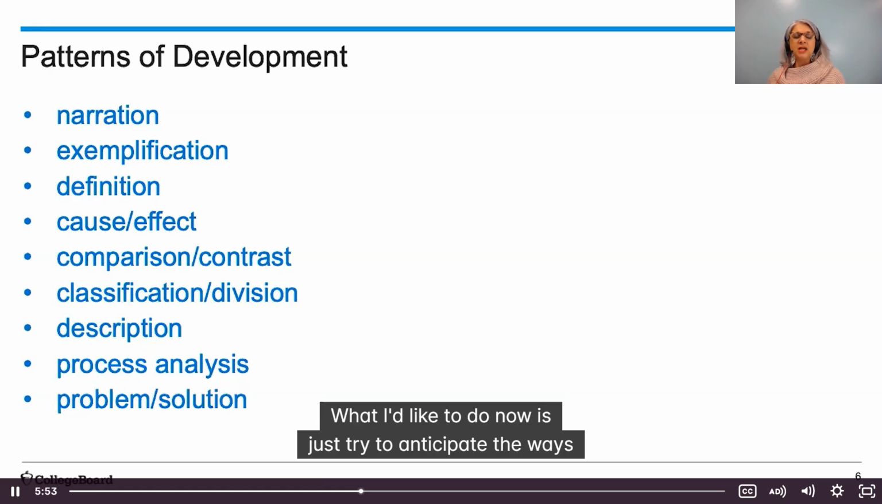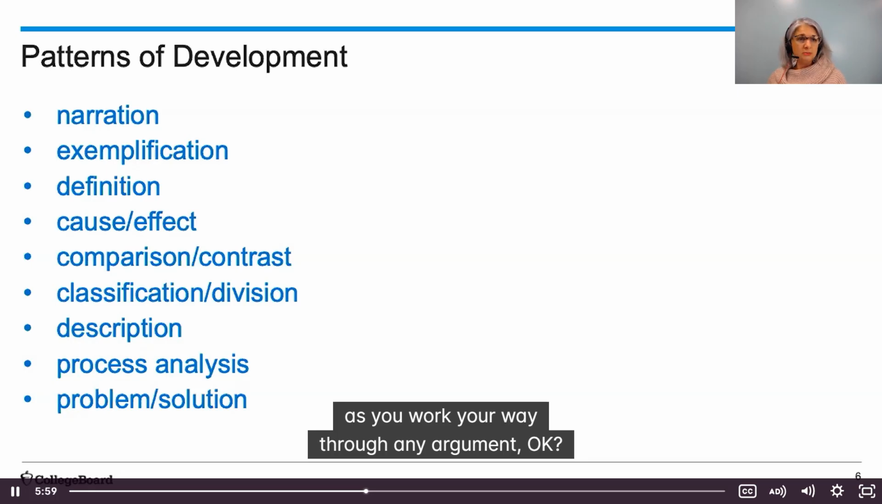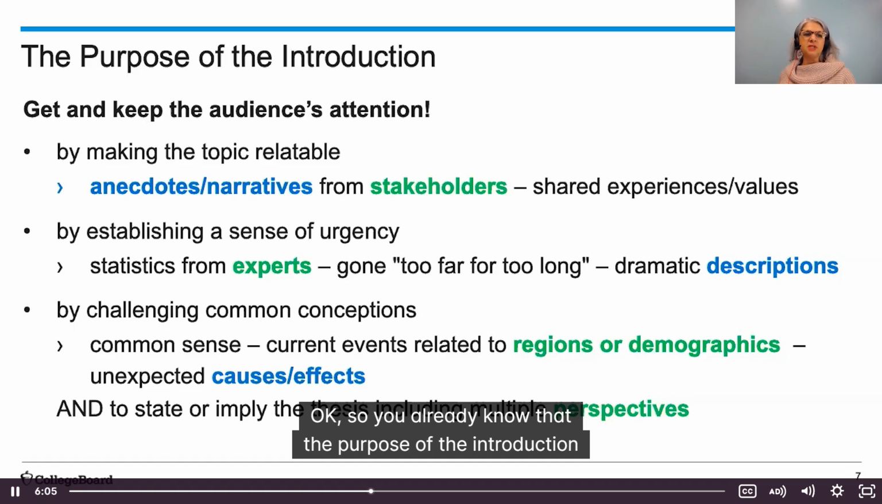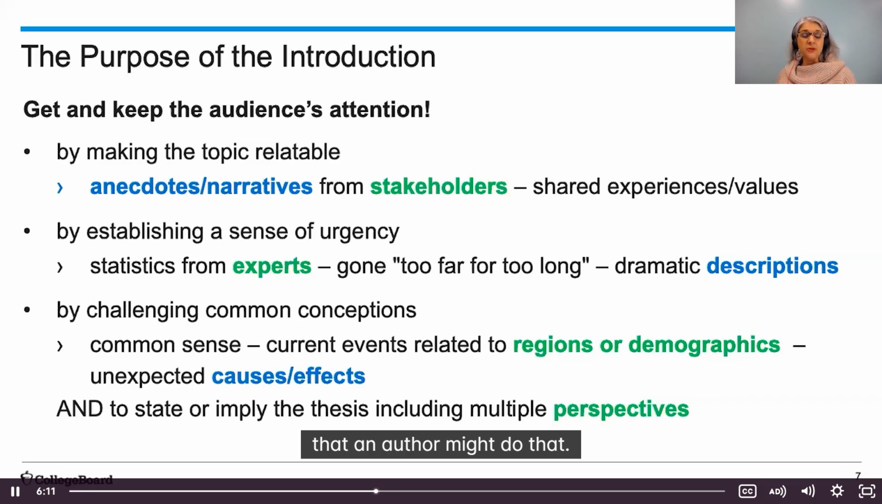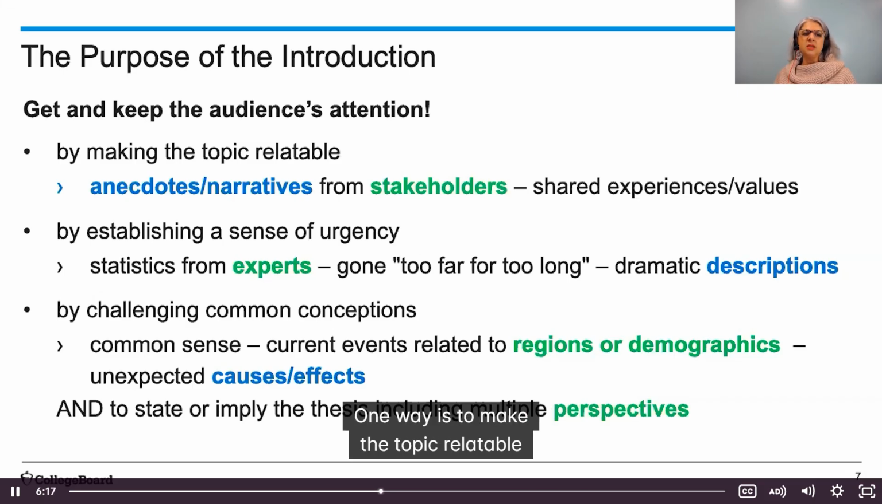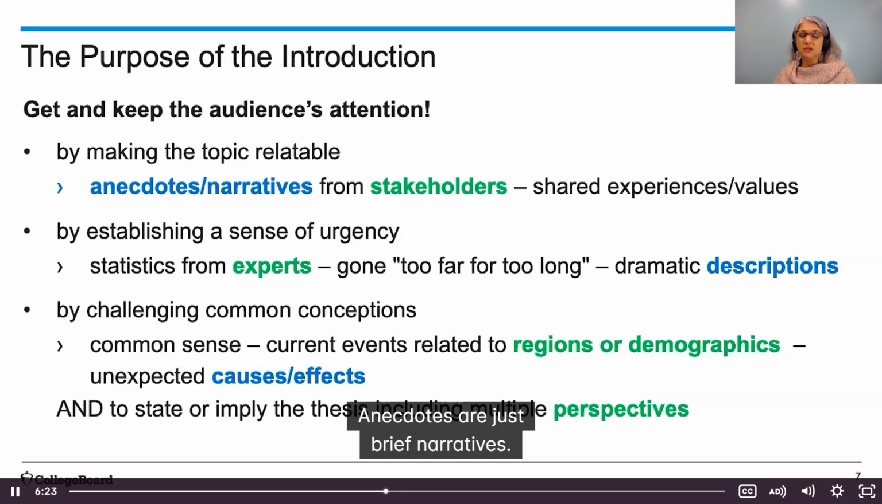What I'd like to do now is just try to anticipate the ways that you might see these connections as you work your way through any argument. Okay, so let's just do that together. You already know that the purpose of the introduction is to get and keep the audience's attention. And there are some different ways that an author might do that. There are different ways that you might have done that in one of your arguments for this class. One way is to make the topic relatable, so the author might have shared anecdotes or narratives. Anecdotes are just brief narratives.